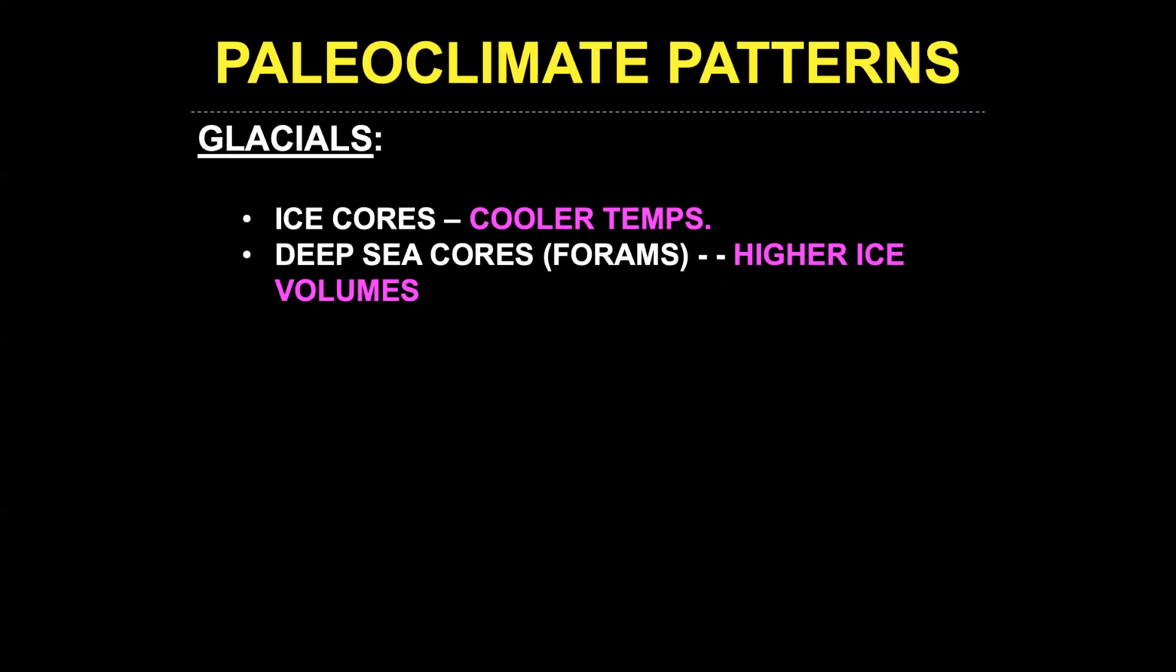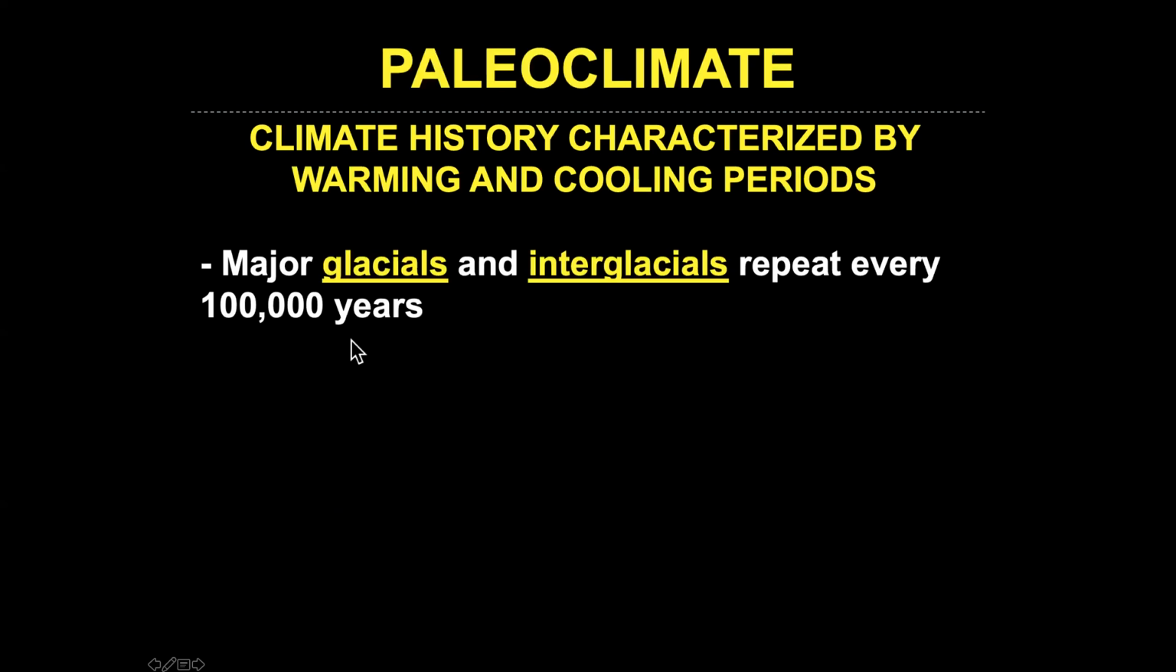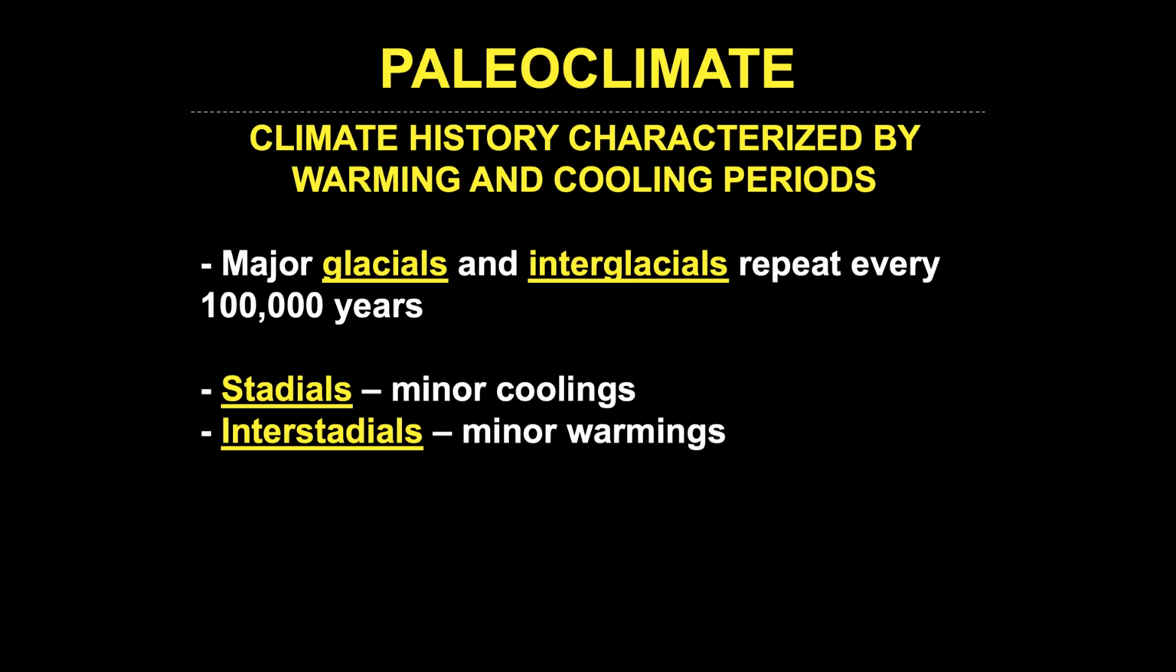Some of the patterns as far as glacial, so ice cores, cooler temperatures, deep sea cores as well. There is the idea of an interglacial. This is a warm period. Okay, cold period, warm period. Roughly, there have been major glacials and interglacials roughly every 100,000 years. Stadials are called minor cooling, so that would have been the Little Ice Age that happened in Europe, say back in the 15, 16, and 1700s. And interstadials would be minor warmings.